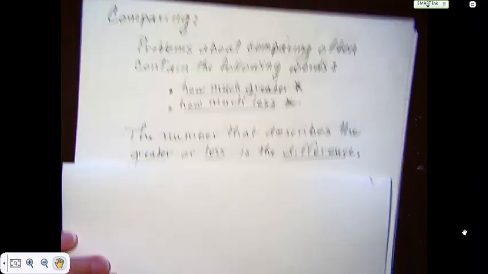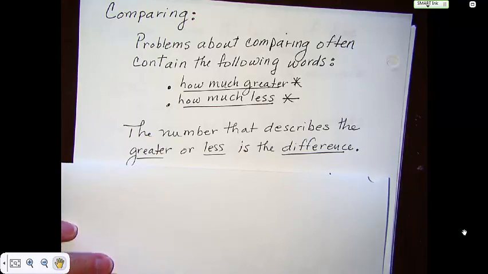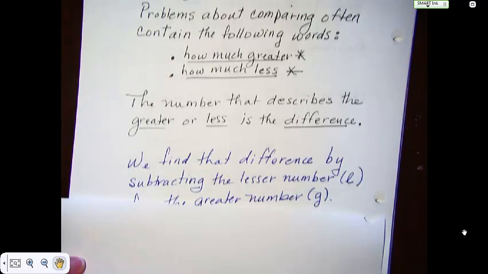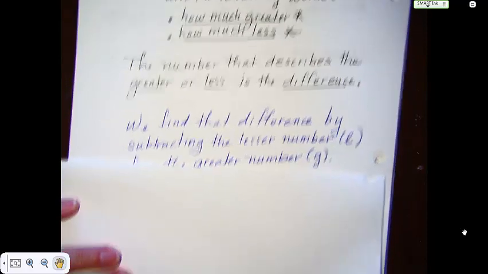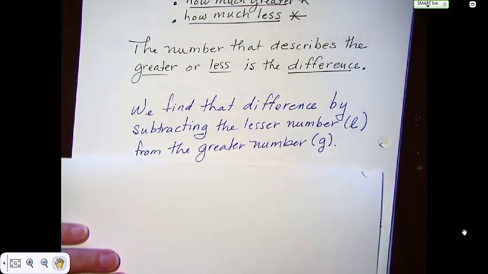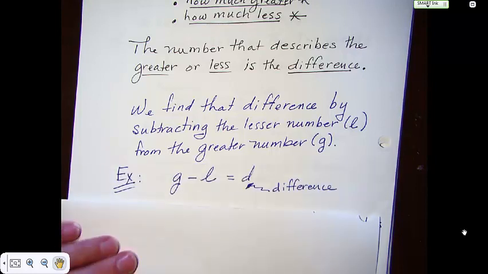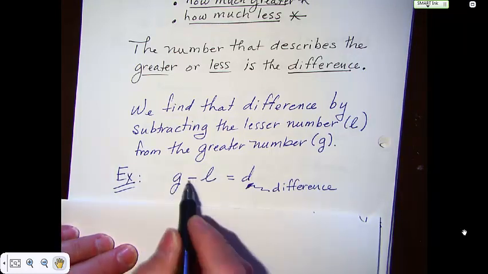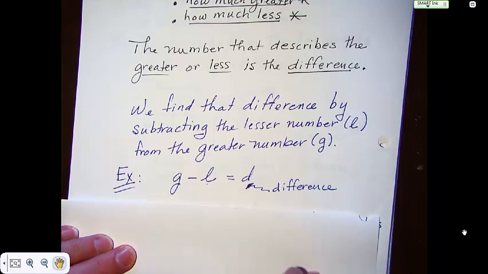The number that describes greater or less is actually the difference. We find that difference by subtracting the lesser number from the greater number. So you would take the lesser number, which is smaller, and you would subtract it from the greater number, which would be larger. And this is how it looks. Greater minus lesser equals difference.